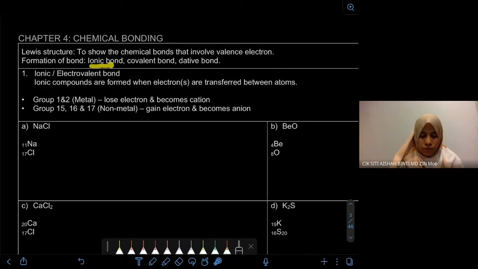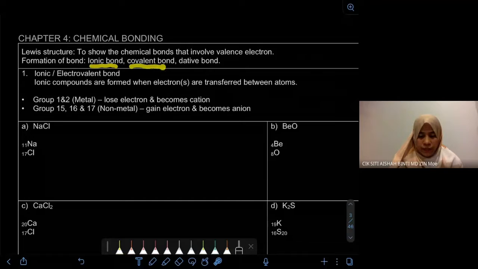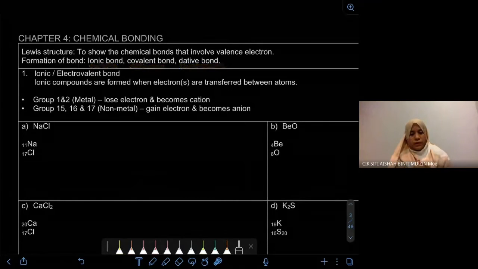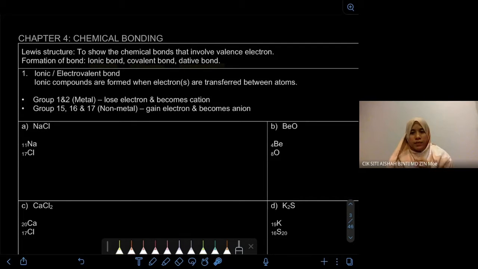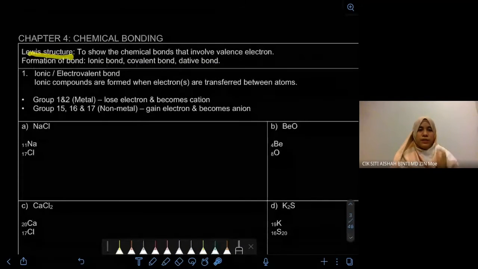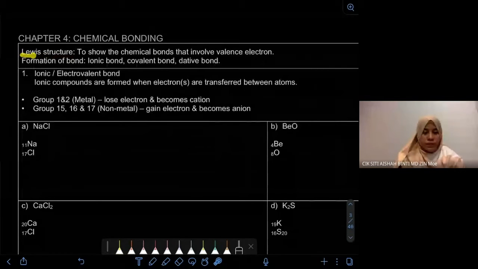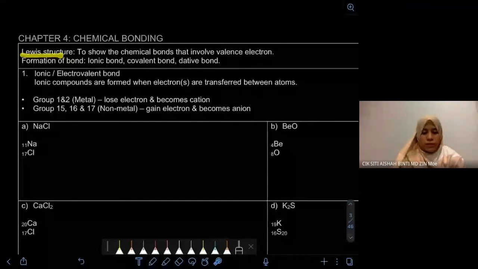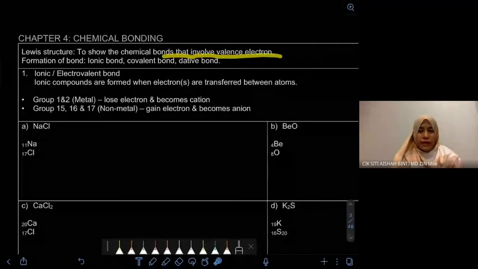Ionic bond, covalent bond, and additive bond. But now we are going to learn how to draw it in terms of our Lewis dot symbol. So based on the Lewis dot symbol, we show the interaction, and we will form our Lewis structure. That is our subtopic, the Lewis structure, which is to show the chemical bonds that involve the valence electron. It means we apply what we have learned from the Lewis dot symbol.